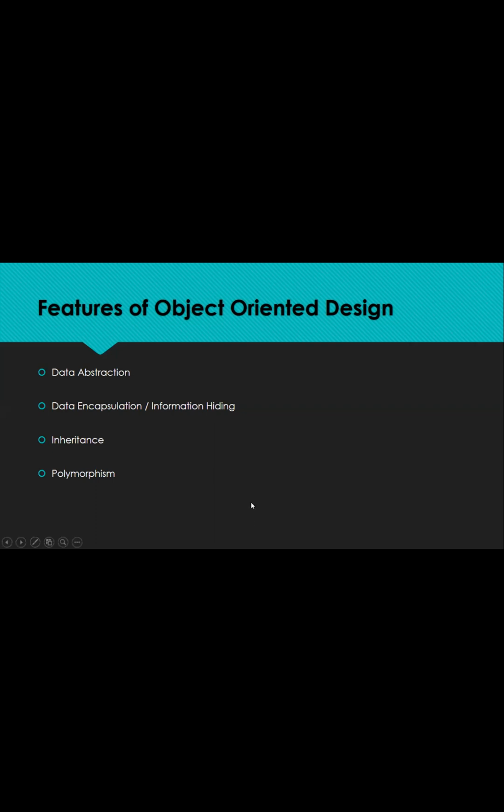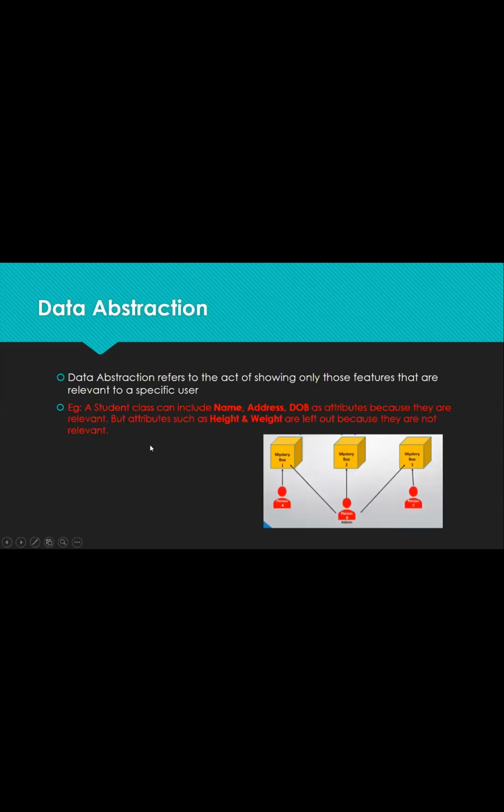So let's move on to abstraction first. Data abstraction refers to the act of showing only those features that are relevant to the specific user. For example, a student class can include name, address, and DOB (date of birth) as attributes because they are relevant. But attributes such as height and weight are left out because they are not relevant.